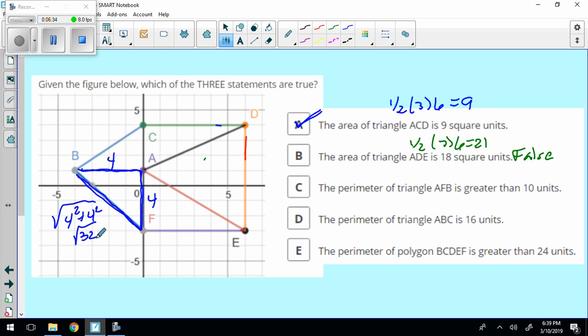16 plus 16. Now, square root of 32 is bigger than 5. So I have 4 plus 4 is 8, plus something bigger than 5. That perimeter is bigger than 13. So AFB is bigger than 10. It's definitely a true statement. If it's bigger than 13, it's automatically bigger than 10.